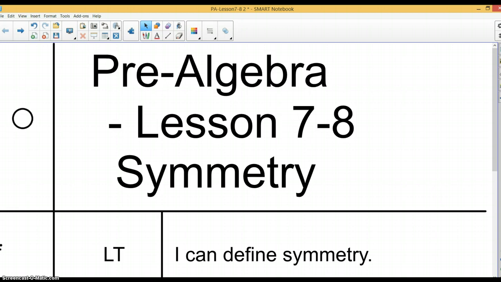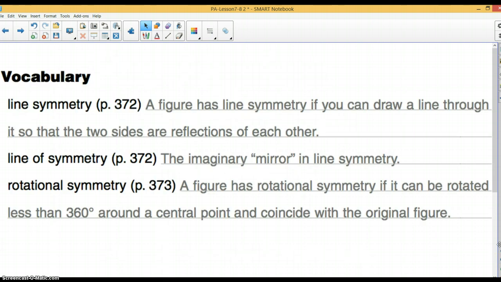Today we're talking about 7-8 symmetry, and our learning target for the day is I can define symmetry. For our vocab, we have 3 new vocab words. The first is line symmetry, and that's a figure that has a line of symmetry if you can draw a line through it so that 2 sides are a reflection of each other.